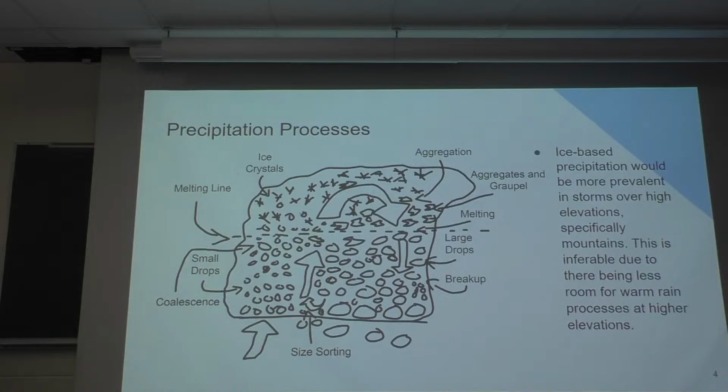And as these large drops continue to grow, some of them can't handle the pressure of them growing, and they burst, causing that little area over there of the breakup, which causes these large drops to burst into many smaller drops. And these ice-based precipitation would be more prevalent in storms over high elevations, so we're thinking specifically the mountains. This is inferable due to there being less room for warm rain processes at higher elevations.